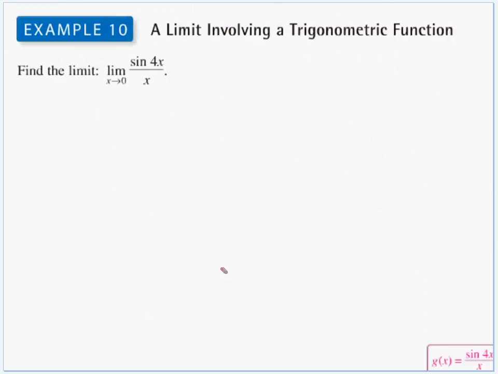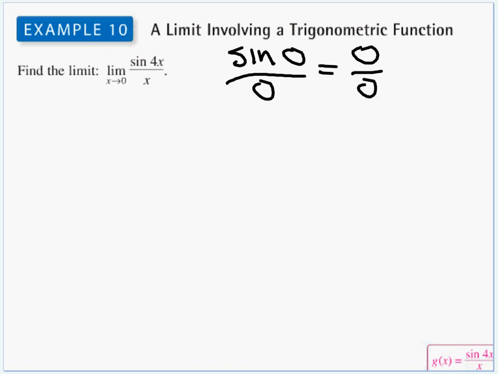And what's next? Example 10, limit involving a trig function. So we're approaching 0, sine of 4x over x. If we tried direct sub like we're supposed to, this will be the sine of 4 times 0, so that'll be the sine of 0 over 0, and the sine of 0 is also 0. So there's that indeterminate form again.